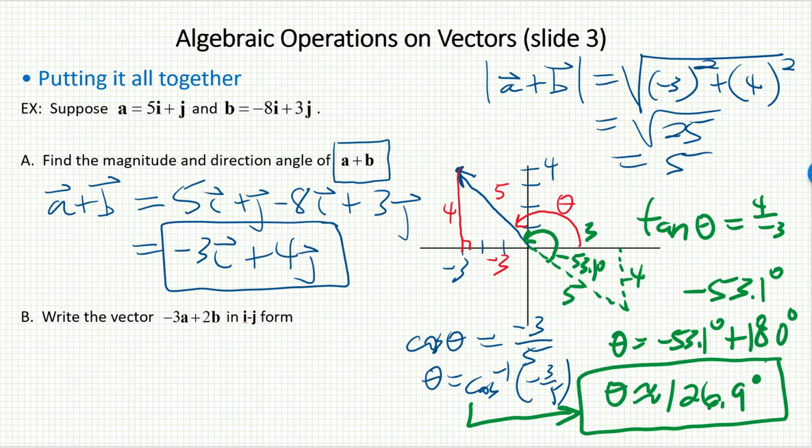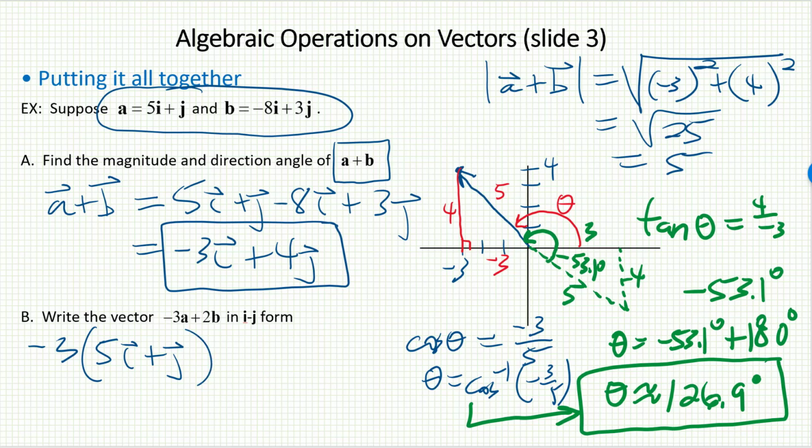Finally, part B, using these same two vectors as a starting point, we are being asked to write this new vector called negative 3a plus 2b also in ij form. Well, this is very, very simple. I'm being asked to multiply vector a by negative 3. That's going to be as simple as just distributing that 3 in to both pieces. I'm being asked to distribute that 2 in to both pieces of vector b. Remember, i and j are vectors themselves, so they need the little arrows.